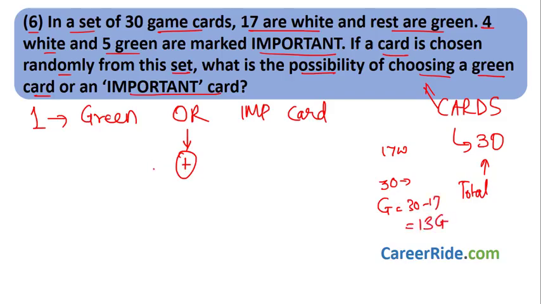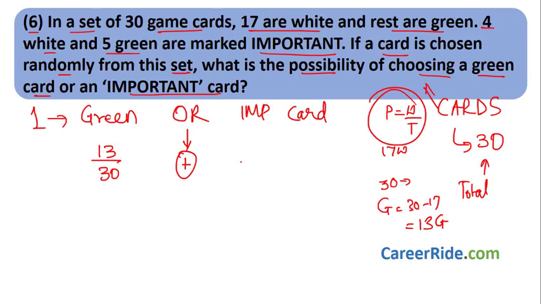So I want to choose one green. What I want is green. So the probability, you know what it is: what I want divided by total. What is total cards? 30, right? I want one green card. So total possibilities are 13. 13 by 30, plus I want an important card.